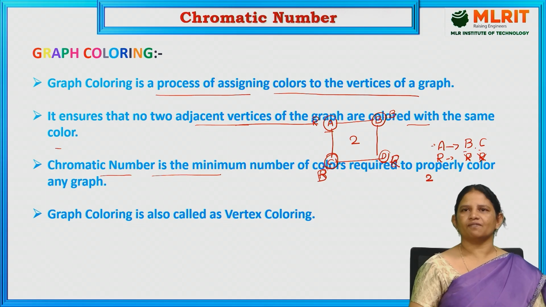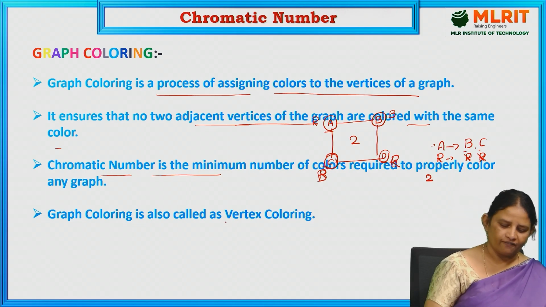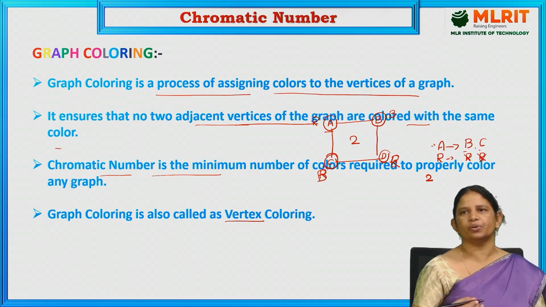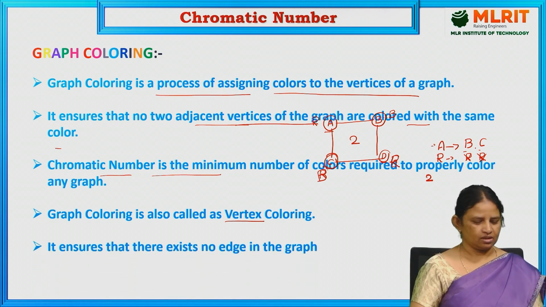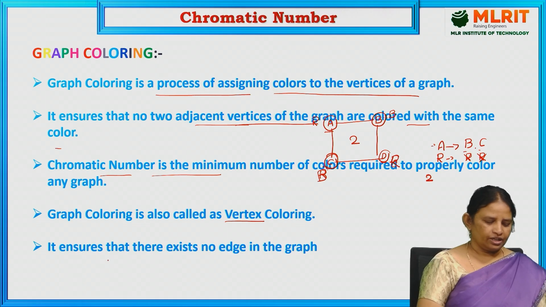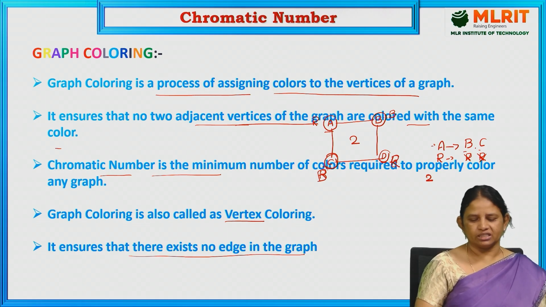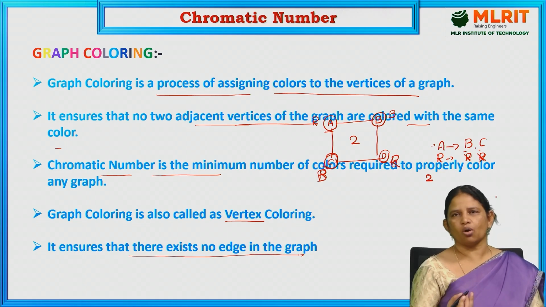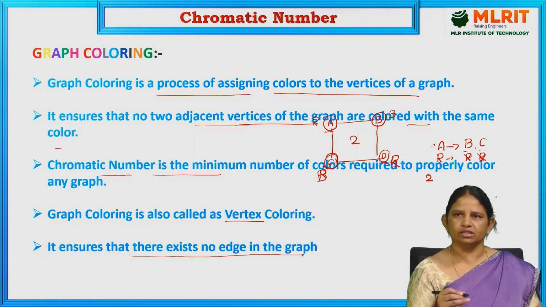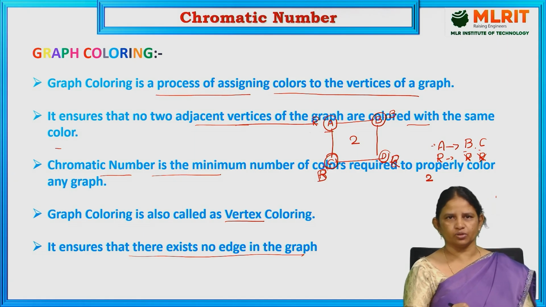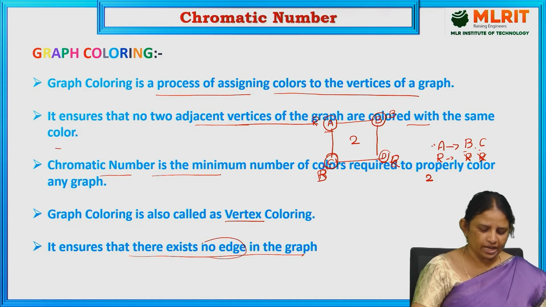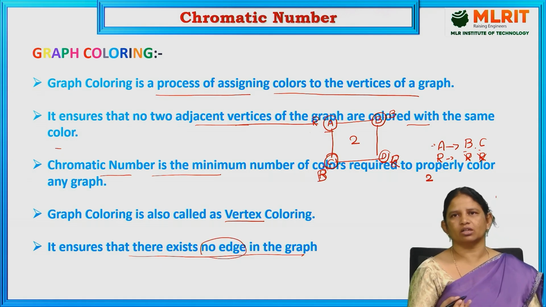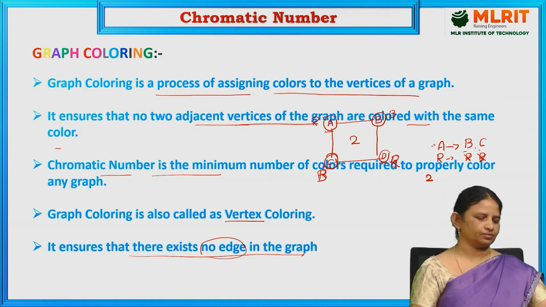This graph coloring is also called vertex coloring because we have to color the vertices of the graph. That's why it is also called vertex coloring. It ensures that there exists no edge in the graph. We should not concentrate on the edges; we should concentrate on the vertices of the graph. We should not bother about the edges.